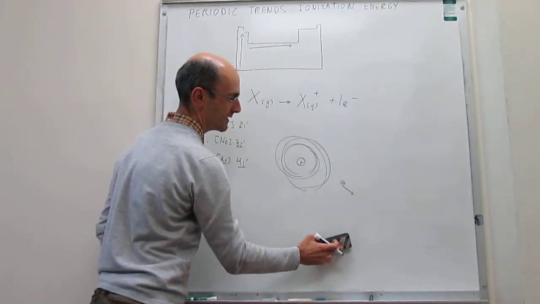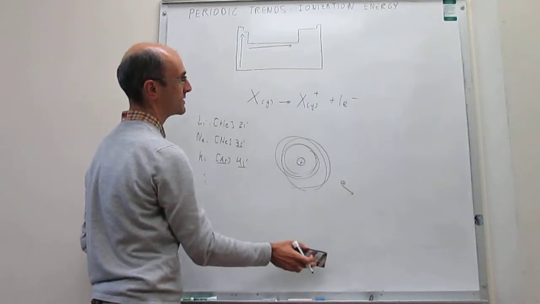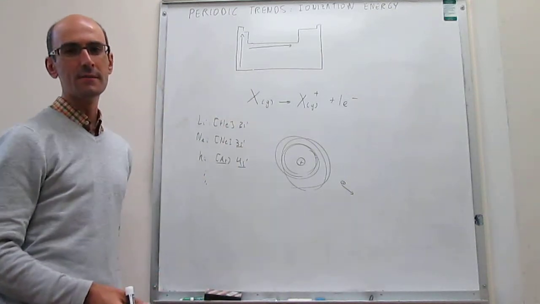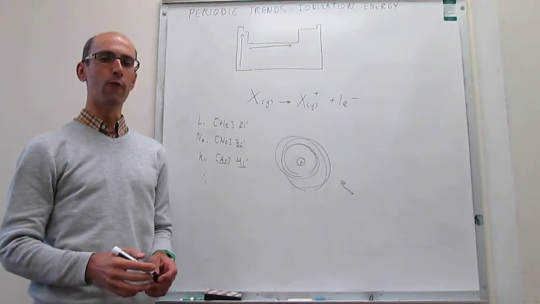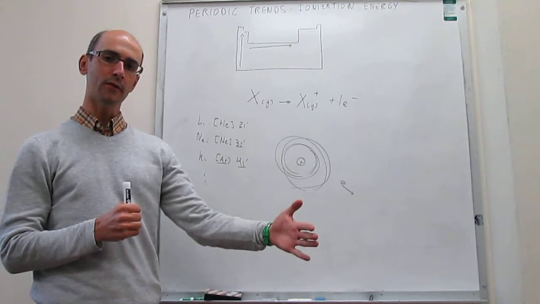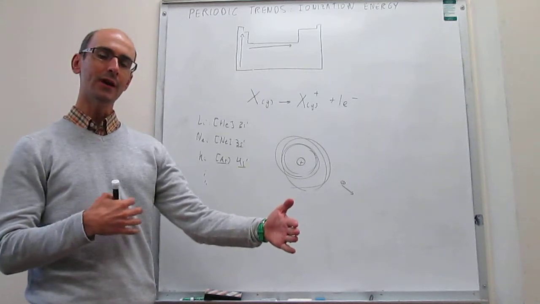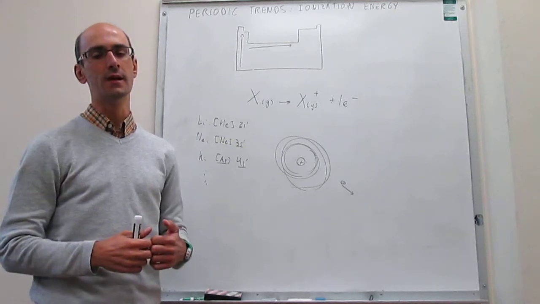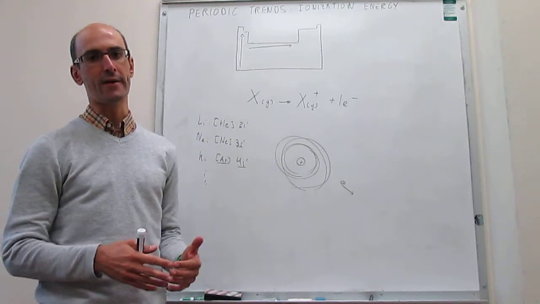Let's try now to understand the variation across a period. Again, the argument is exactly the same as the one that we have for atomic radii. The idea is that as you go from left to right on a period, you're increasing the effective nuclear charge felt by the electrons in that atom.